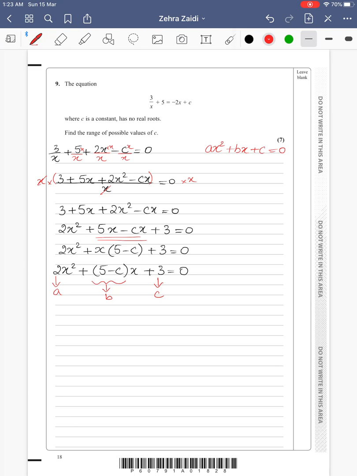Alright, now let's go back to the question. The question says that we have this equation which has a c as a constant, and the equation has no real roots. So when we have the condition of no real roots, we should know that it implies that b squared minus 4ac is less than 0. So let's rewrite b squared minus 4ac by substituting the values that we have found. So the value for b that we have is 5 minus c. So we write 5 minus c the whole squared minus 4 into value of a is 2 and the value of c is 3. This is less than 0.